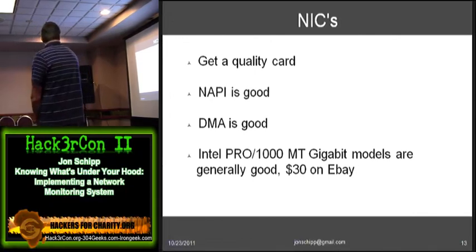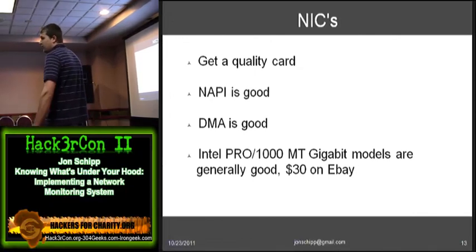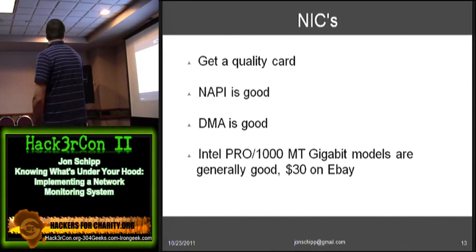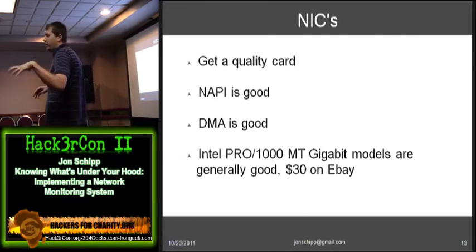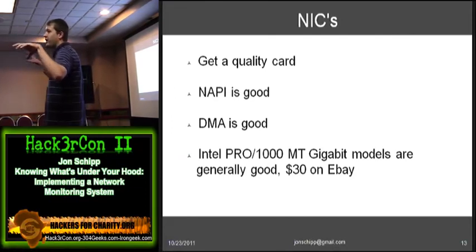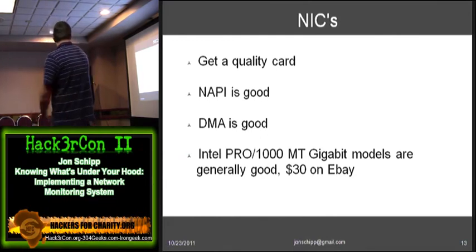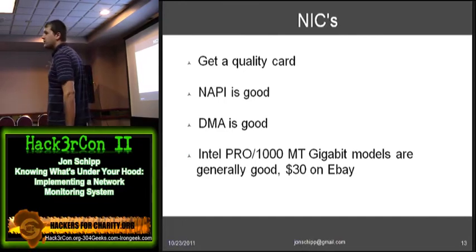All right, so network interface card. A good thing to do is get a quality card. That will help out a lot. NAPI is very good. NAPI is the new application programming interface. It's a way to get your NIC to transfer data to the system memory, like DMA, using kernel ring buffers. DMA is really good, so we can avoid CPU intervention.